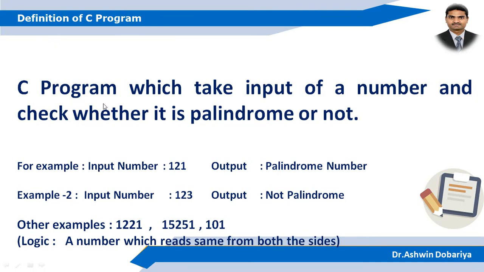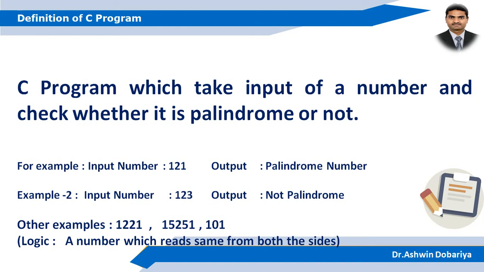The definition of the program that we will discuss in this video: a C program which takes input of one number, and the program will check whether that input number is a palindrome or not. So how can you know that this number is a palindrome or not? What is the logic? A number which is equal from both sides.